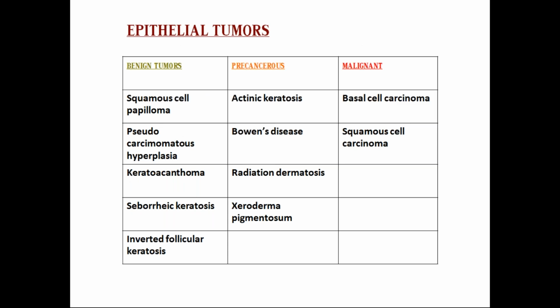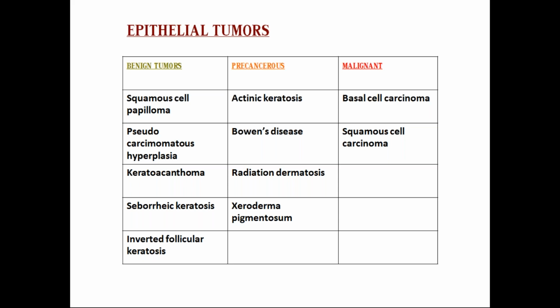There are so many epithelial tumors in the lids, so we will classify them further into benign tumors, precancerous, and malignant. We saw that benign tumors constitute about 80% of lid tumors. So benign tumors, we have squamous cell papilloma. It is very difficult to remember all these names. I agree, but the only way we can remember is if you know the normal anatomy and normal histology, then you can remember the various tumors arising from each structure.